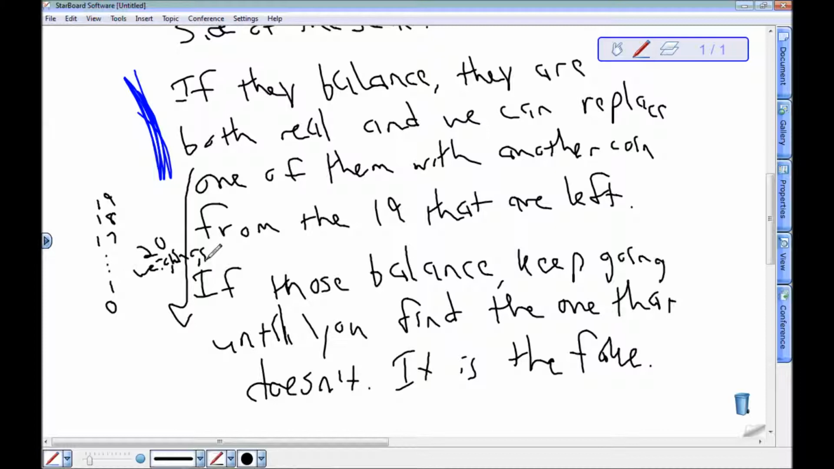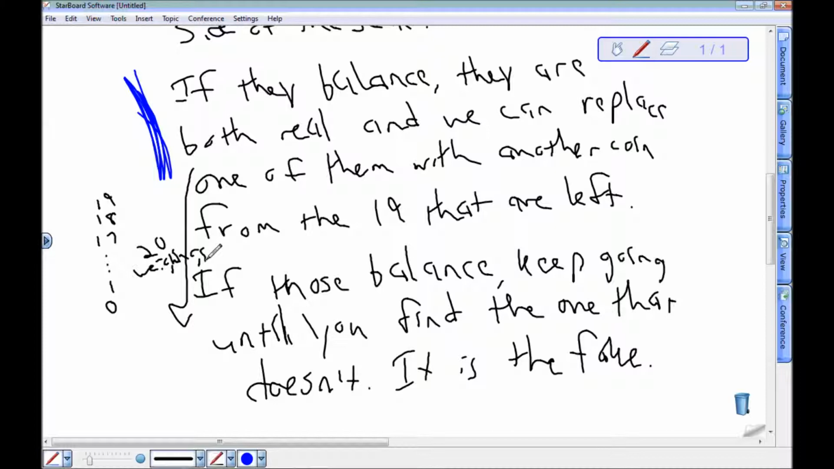So 20 weighings is the number of weighings that this method will take because I'm unlucky, right? I don't pick that fake coin until the last one. So at worst, this would take me 20 weighings. Okay, that's the number of weighings for this method. Except we need to do the other way.